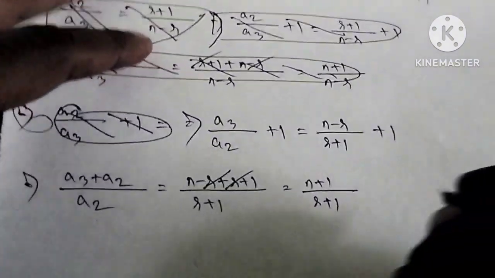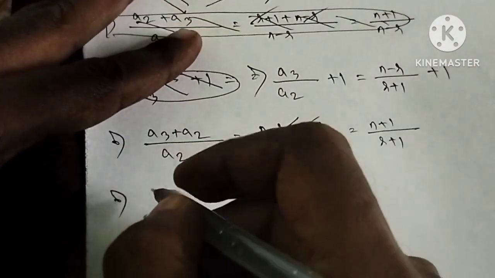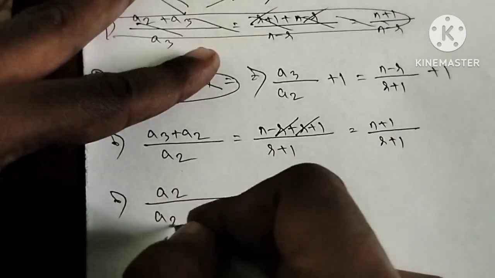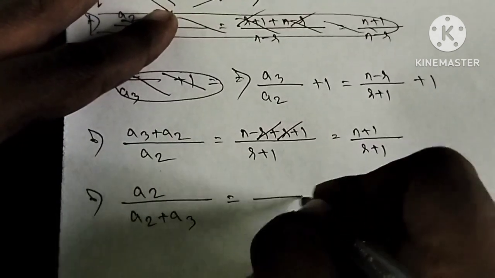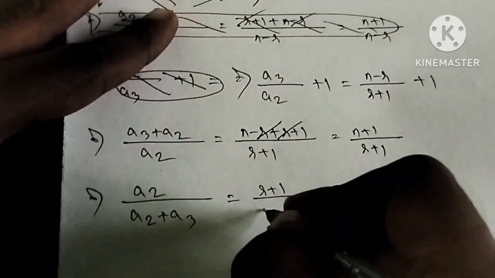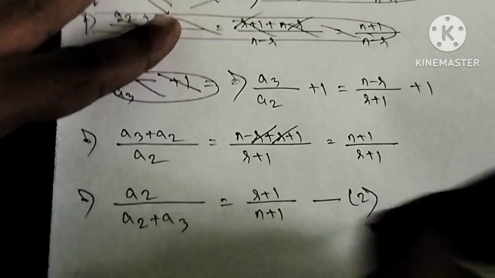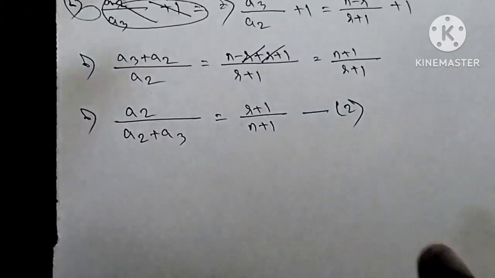Okay, so from here if we invert this, a2 by (a2+a3) is equal to (r+1) by (n+1). Okay, name it as 2. Clear? So now what will I do?